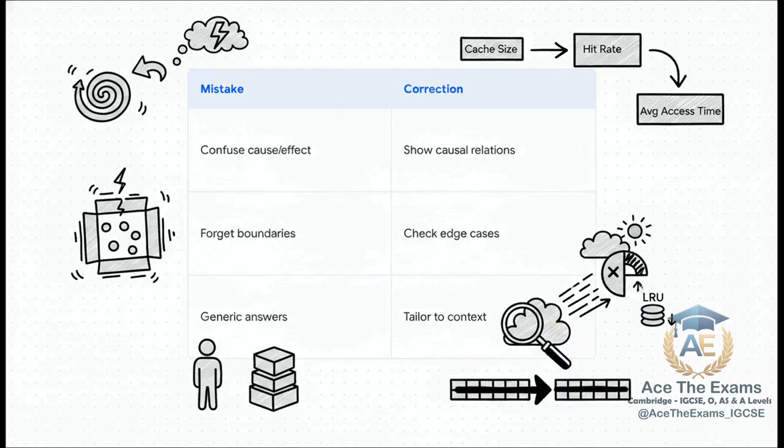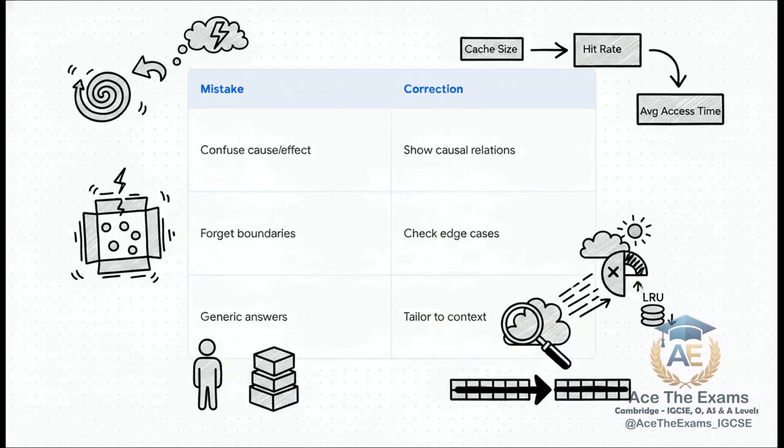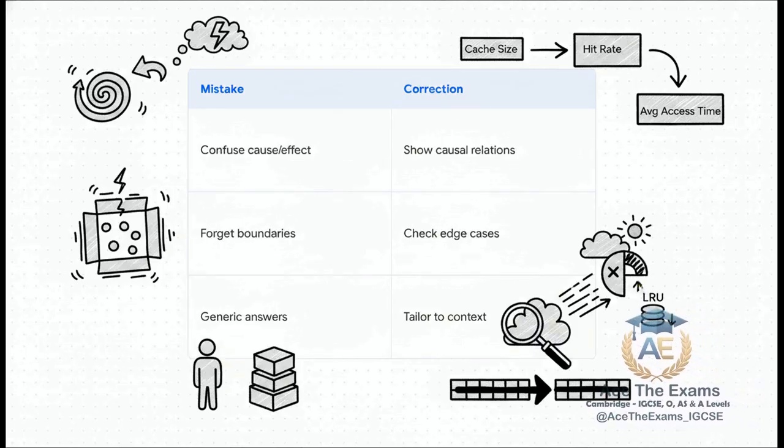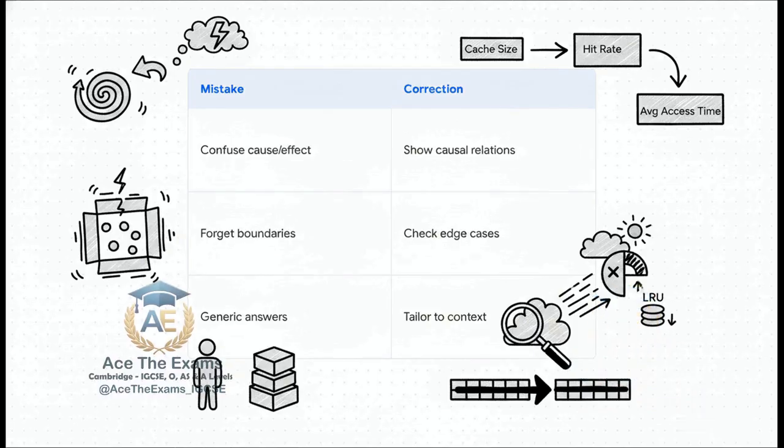Mistake number 2, forgetting boundary conditions. Examiners constantly note that students rarely check edge cases. What actually happens when the cache is completely 100% full? You have to discuss cache replacement policies, things like least recently used, or LRU. If you don't actively mention what happens at the physical boundary limit of the memory space, you wave goodbye to your evaluation marks.